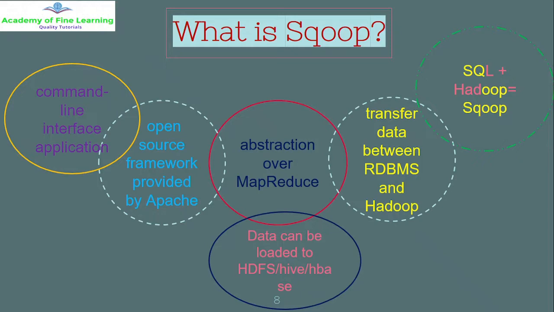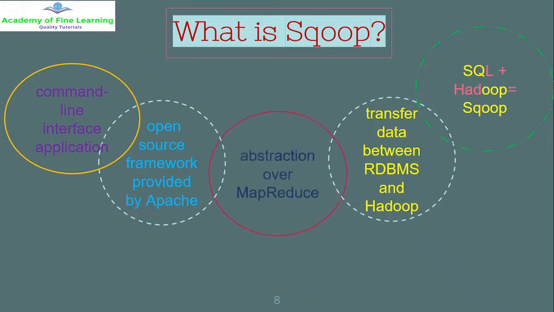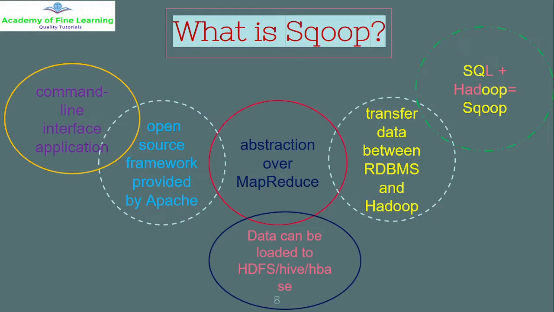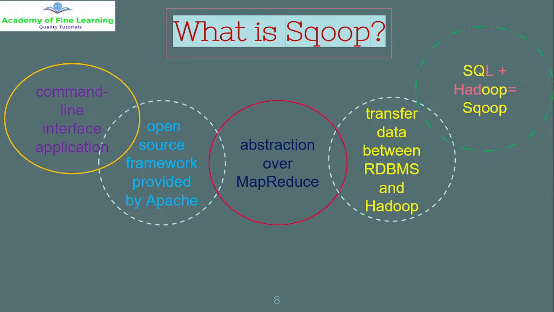It's also a command line interface application. That means we can write down each and every aspect of data transfer between the RDBMS and HDFS, that is import and export of data, using the command line interface, only by using commands. All these commands will be internally converted to MapReduce code. So it's an abstraction over MapReduce, and data can be loaded not only to HDFS. We can use Sqoop to load the data directly to Hive and HBase also.